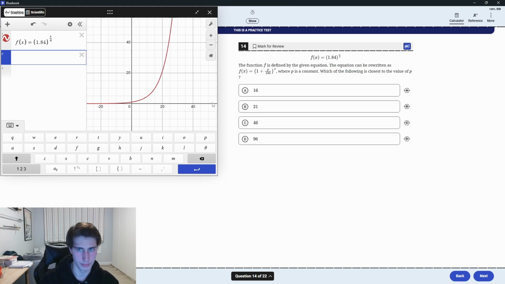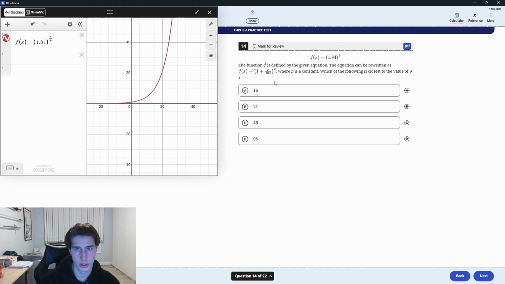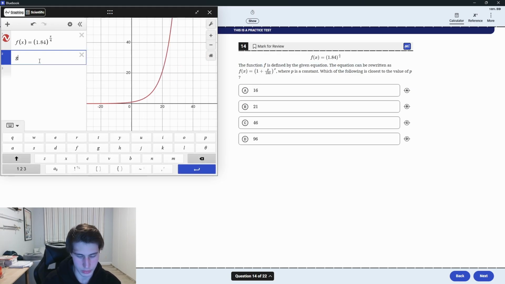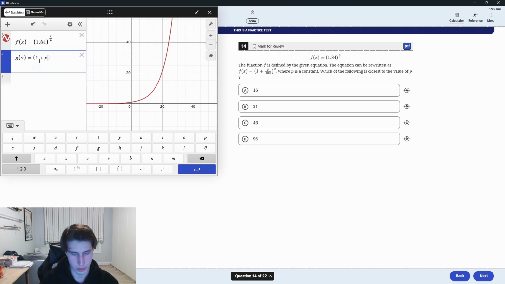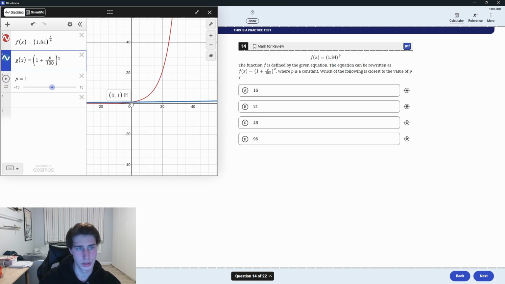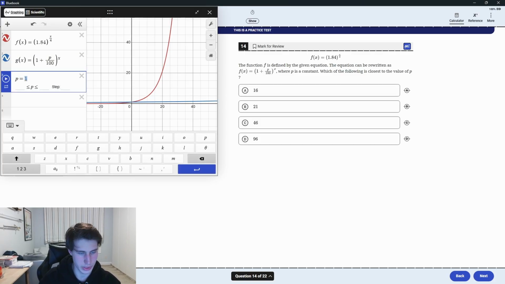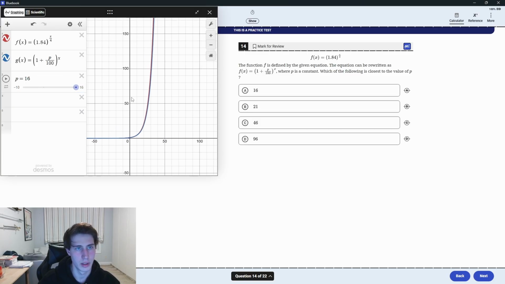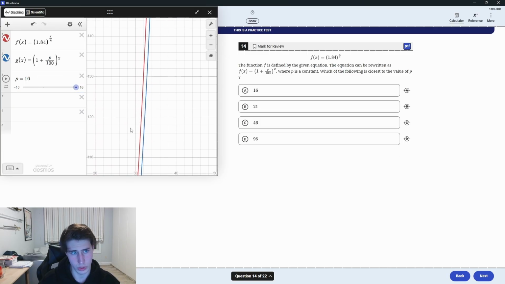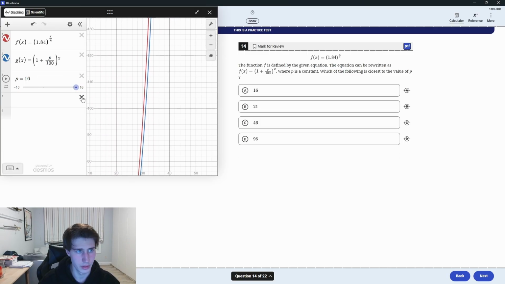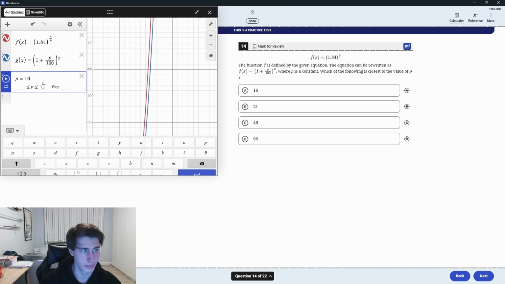So we have our first line. So this is the original equation. And now the next one can be, call it g of x, just to not make things confusing. 1 plus p over 100 to the x. Okay, now we'll add a slider for p. Okay, so we'll use 16 as our first number. And that actually works out quite well. That looks really solid. But let's try the other numbers, see if we get anything closer.